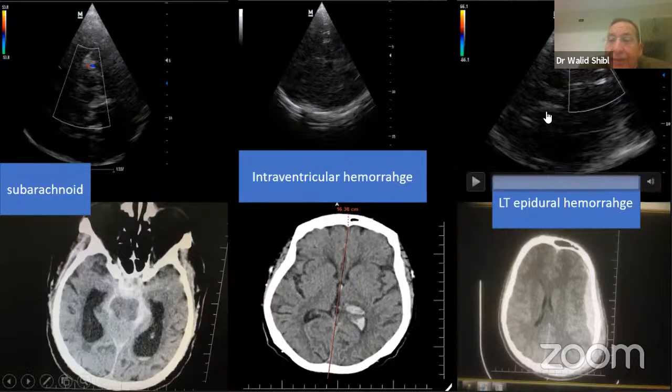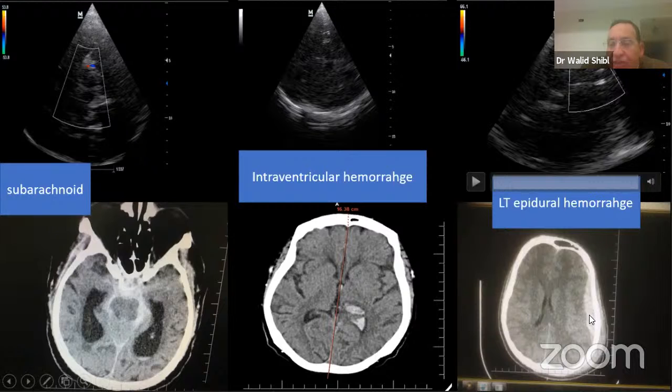This patient, this is here my probe in the right temporal region. Here is the 3rd ventricle. Here is the middle cerebral artery. You see here, there is a hyperechoic lesion here in the left area, just below the bone.